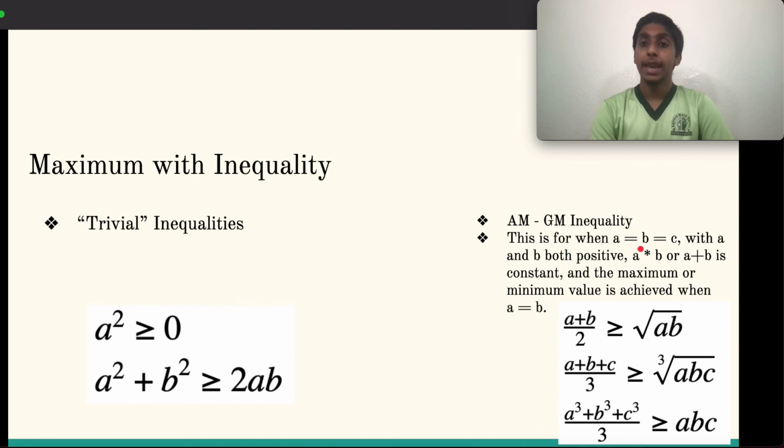So this is for when a is equal to b and it's equal to c, and a and b are both positive, a times b or a plus b is a constant, and the maximum or minimum value is achieved when a is equal to b. So make sure these conditions are met when you're using the AM-GM inequality.